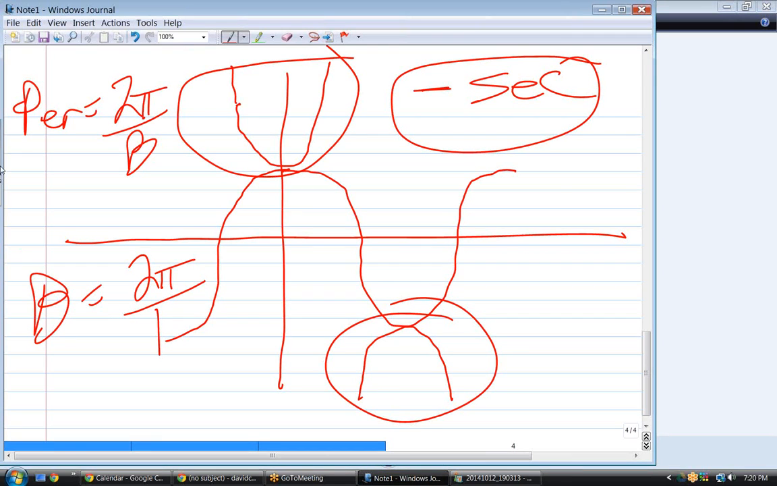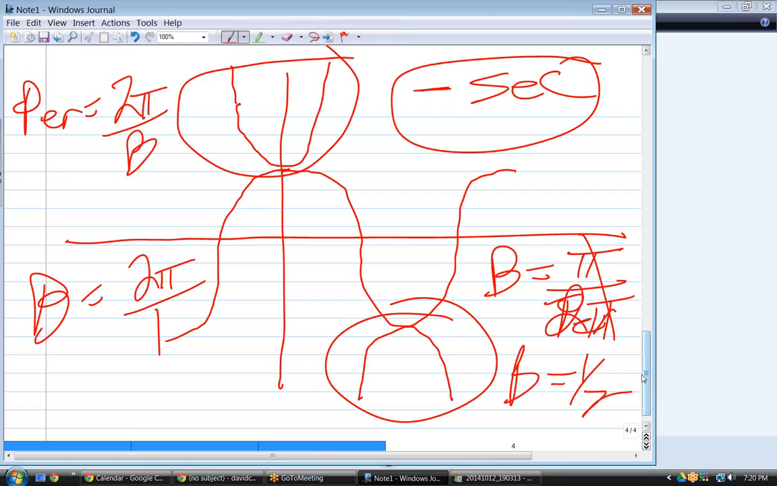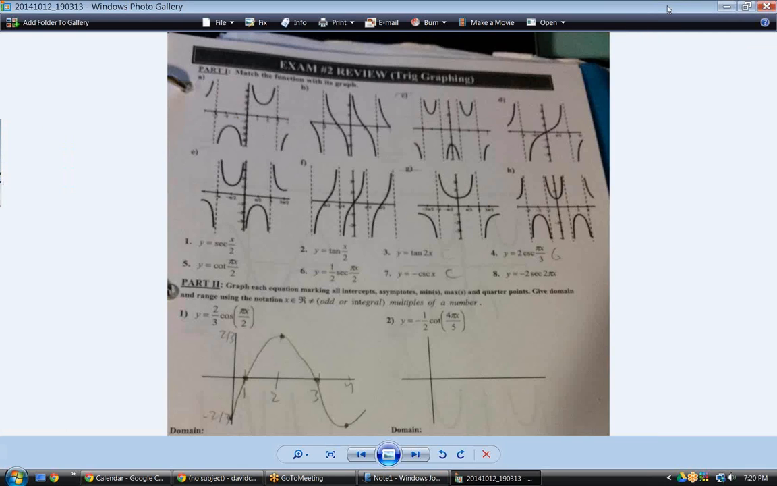Well, if the period is 2 pi and b equals pi over the period, remember we're dealing with tangent, so b equals pi over the period. If the period is 2 pi, then b is 1/2. And remember, a b of less than 1 has a horizontal stretch, which is exactly what's happening to this. So it's going to be 2. Because b is 1/2.